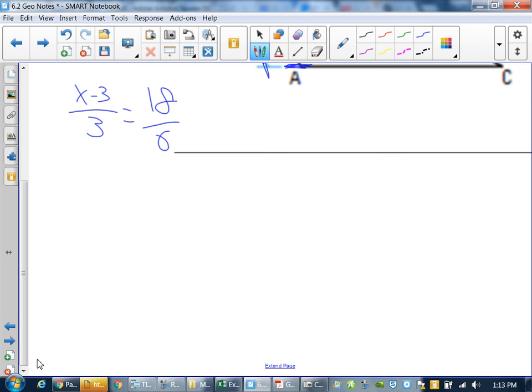So you have this now to solve. There's a couple of ways of going about to do it. One of the ways is to notice right away that 18 divided by 6 is how much? 3. I could simplify that first if I want and say the following. X minus 3 over 3 is 3. Or I can cross multiply and do 6 times x minus 3 is 3 times 18. It still works. That way it's a little bit easier.